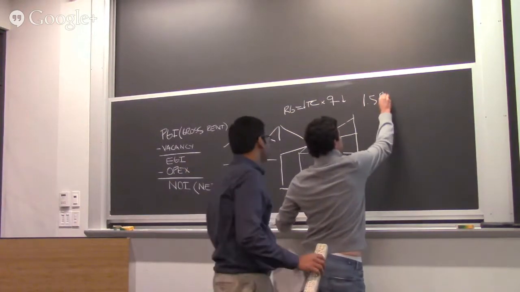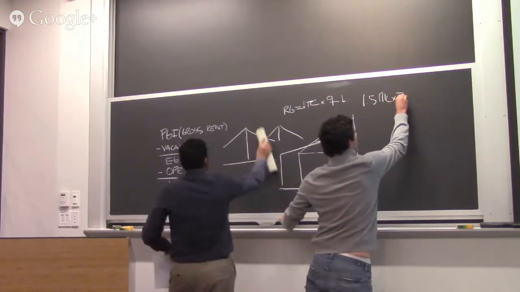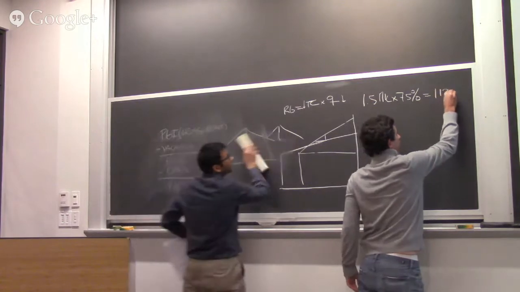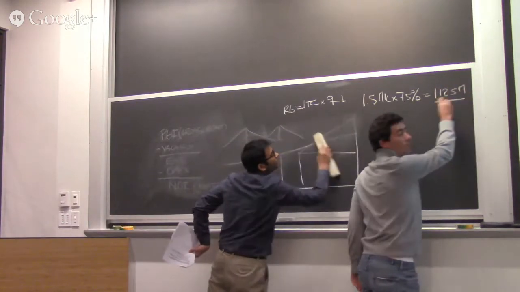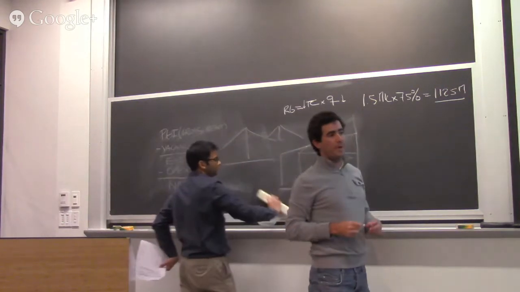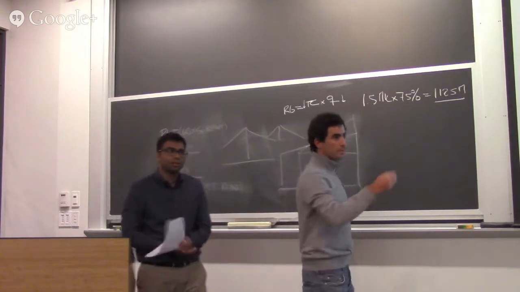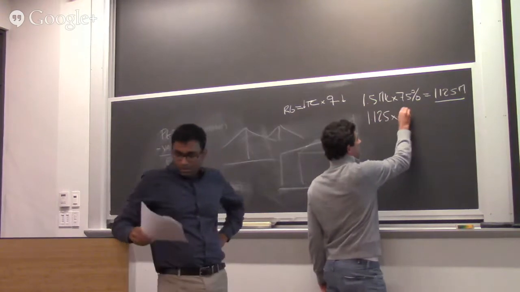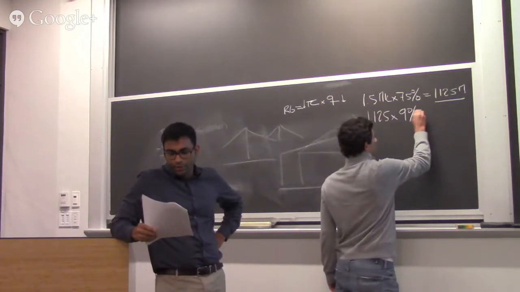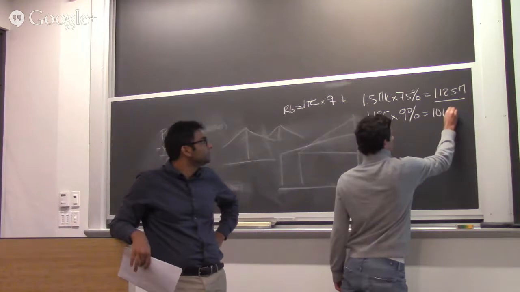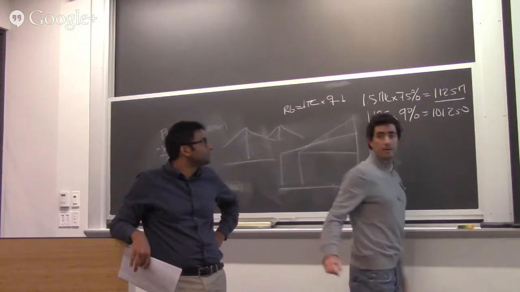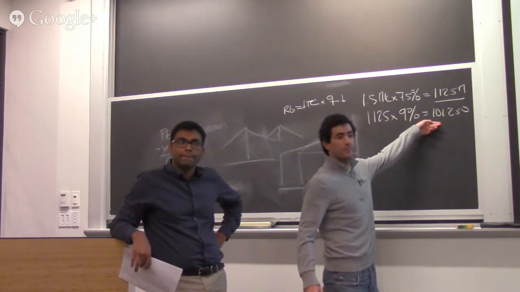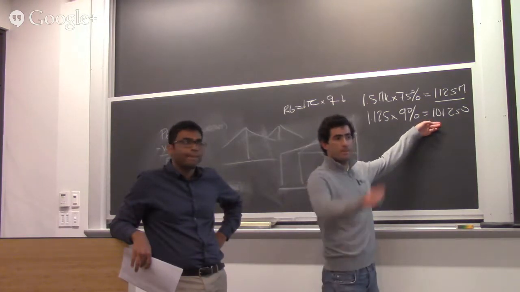So you got 1.5 million times 75%. This is 125. This is your loan. How much are we gonna pay in interest? 9%. Can someone tell me how much that is? 101,250. Is that the number? Yeah. Is everyone here? Yep.